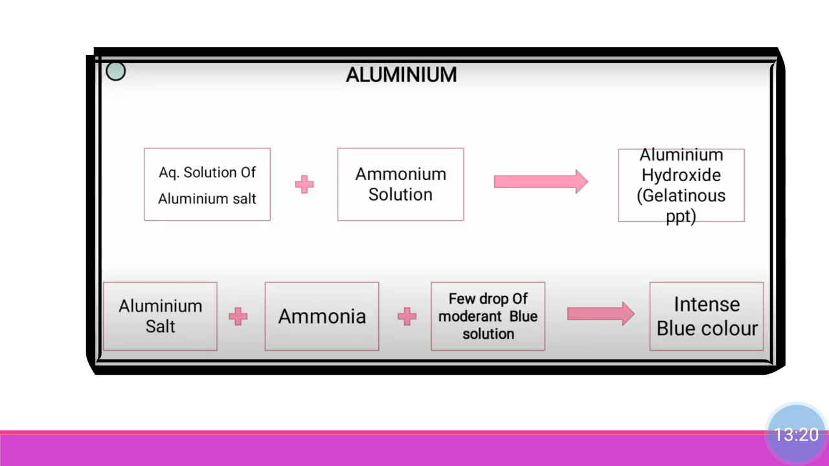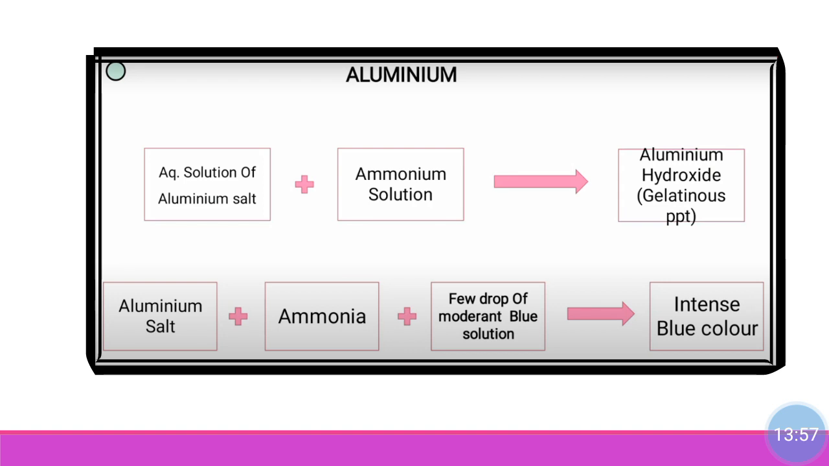And then after that, aluminium. When an aqueous solution of aluminium salt is reacted with ammonia solution, a gelatinous precipitate of aluminium hydroxide is formed. That precipitate is gelatinous, like the gelatin paper you have seen. So aluminium hydroxide gelatinous precipitate is formed here.